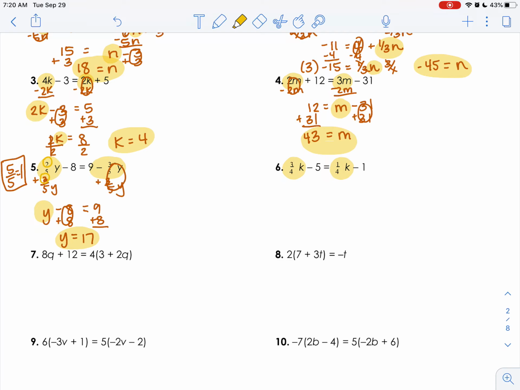They are both positive, so I'm going to have to subtract. So I want to think, do I want to do 3/4 minus 1/4 or 1/4 minus 3/4? I think I want to keep things positive, so I'm going to move the 1/4.